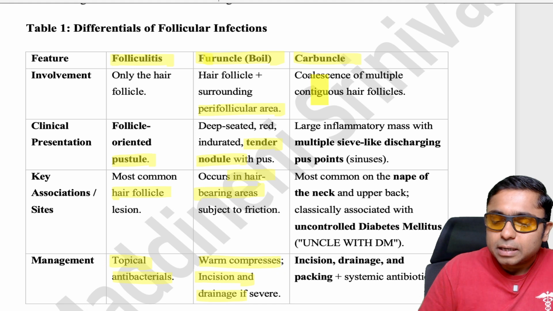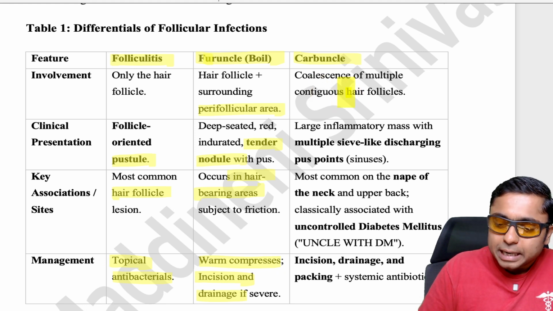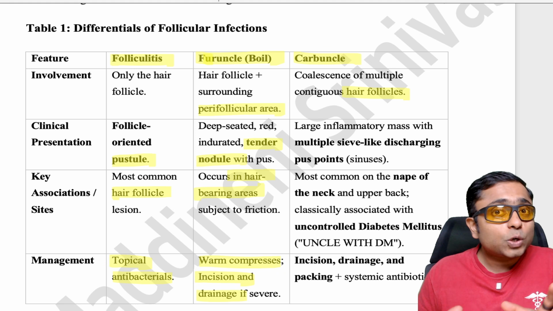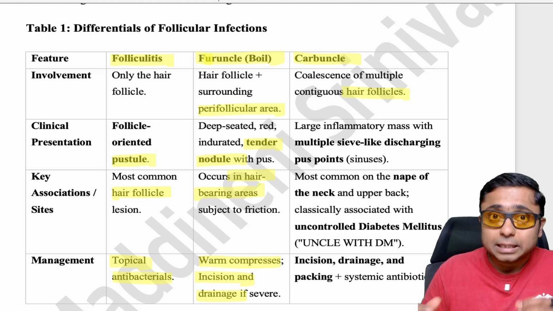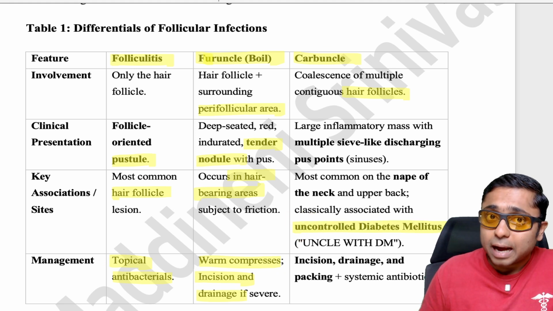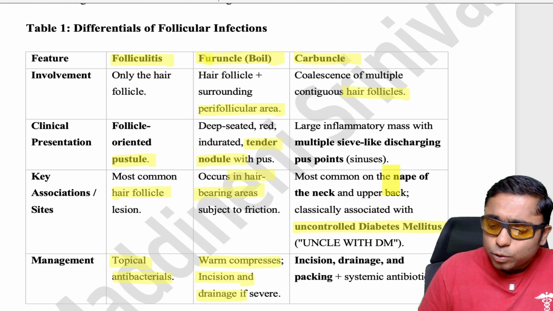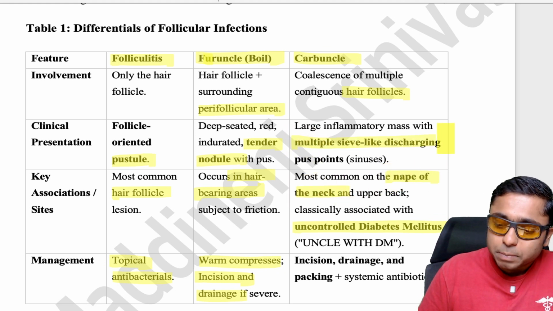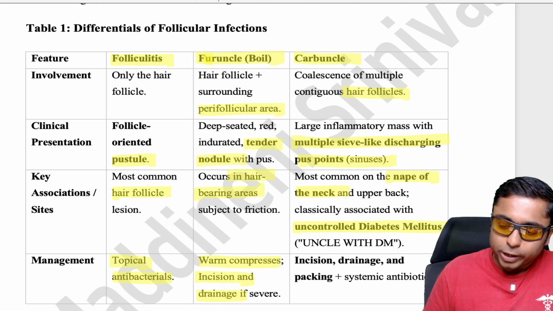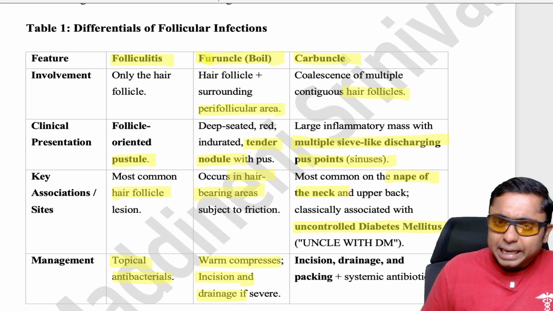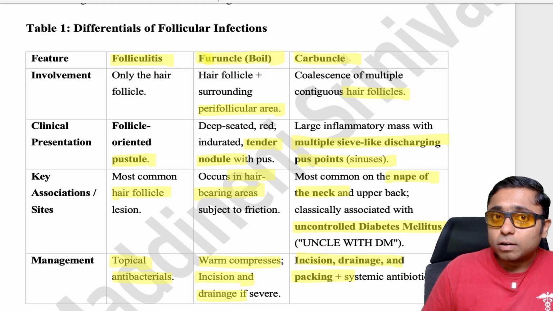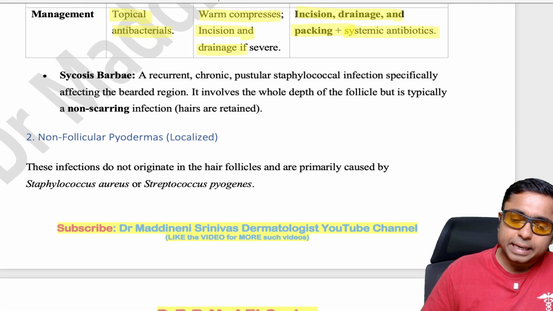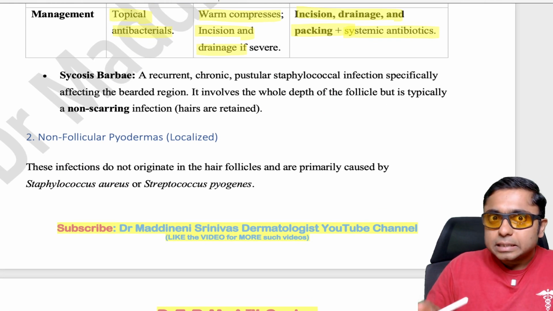Next is carbuncle, coalescence of multiple contiguous hair follicles which are infected. We can say this is a group of furuncles, present in patients who are uncontrolled diabetics, and they commonly have involvement over the nape of the neck, presenting as multiple sieve-like discharging pus points. Incision and drainage needs to be done if there is a lot of pus, and systemic antibiotics; we should admit the patient. So this is about folliculitis, furuncle, carbuncle.